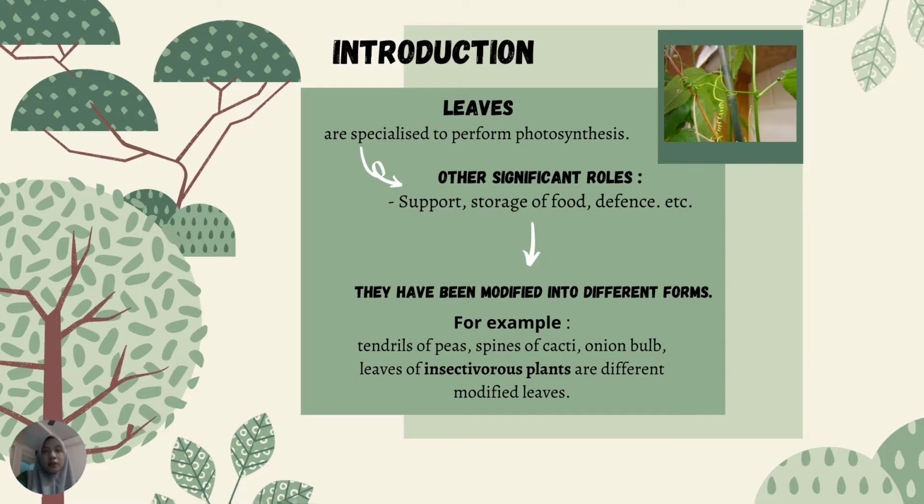Leaf has been modified into different forms. For example, tendrils of peas, spines of cactus, onion bulb, leaf of insectivorous plants are different modified leaves. Okay, for further information about the modification of leaf, I will pass to my other groupmate.